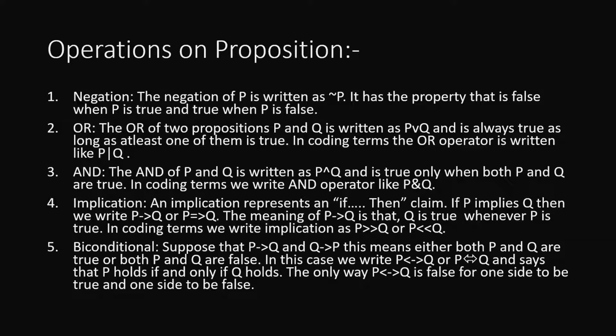Similarly, we have a biconditional statement: p implies q and q implies p. This means that both p and q are either true or both p and q are false. The only way it is false is if one side needs to be true and the other side false. P needs to be true and q needs to be false in order to make p implies q a false statement.